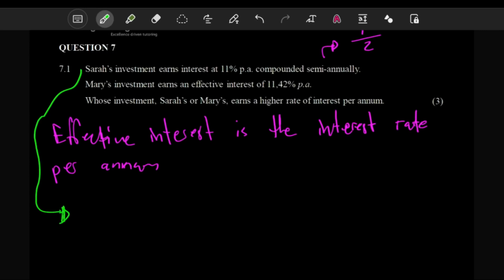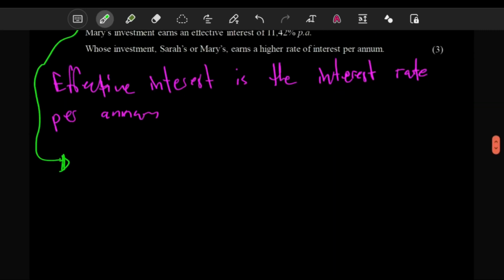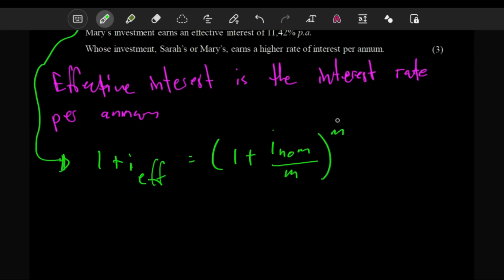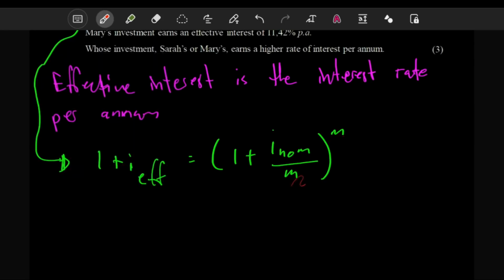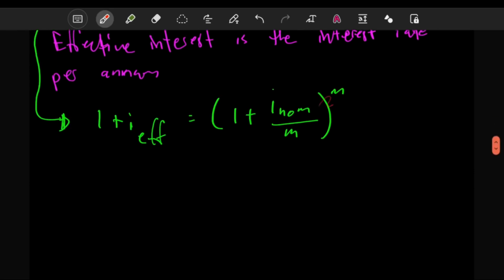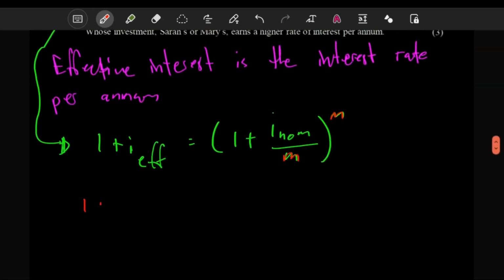The effective rate interest formula is 1 plus EFF equals 1 plus i nominal over m, the whole thing to the power of m. So m represents the compounding. If it's annually, this will just be a 1, but you won't have to use the effective rate interest formula if that amount was annually. Because it's semi-annually, your m is going to be a 2. And then we're working out the effective rate interest here.